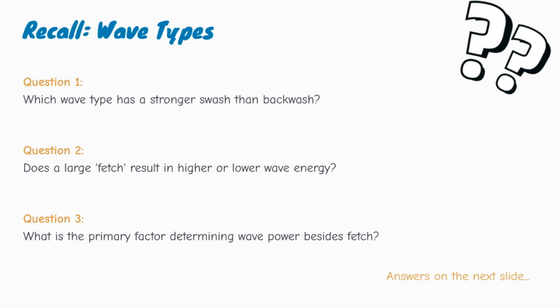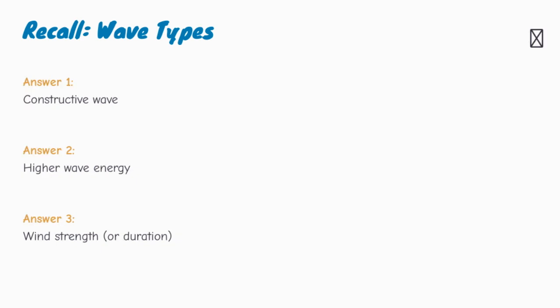Remember, swash is the movement of water up the beach. Backwash is the movement of water back down the beach. Fetch is the distance of open water that the wind has blown across. Let's go through the answers. For question 1, the answer is constructive waves. Constructive waves have a stronger swash than backwash, so they tend to deposit material and build beaches.